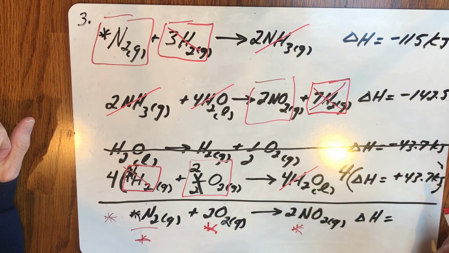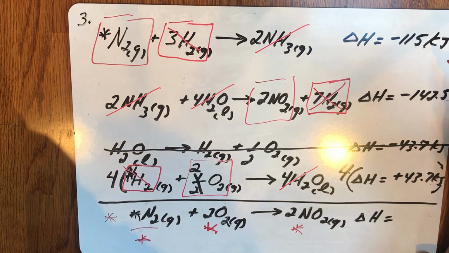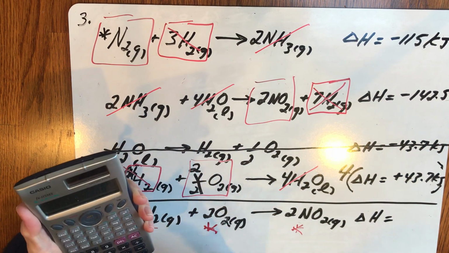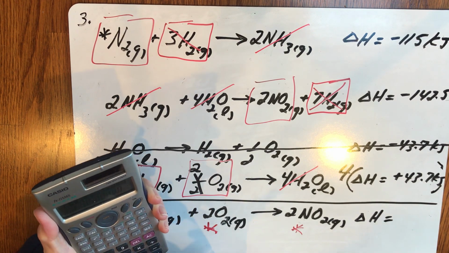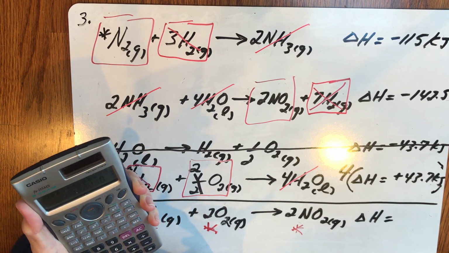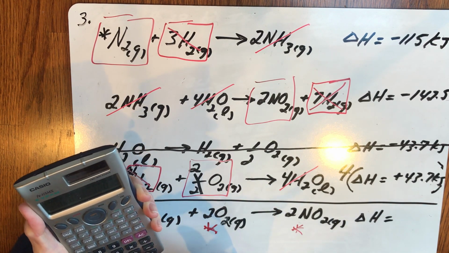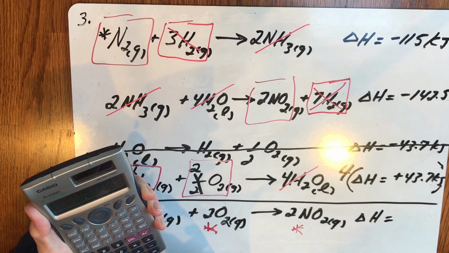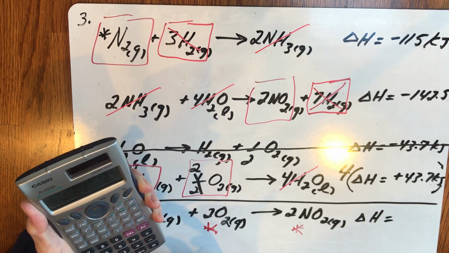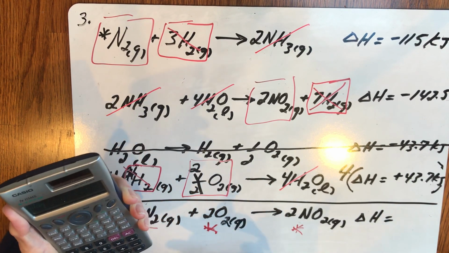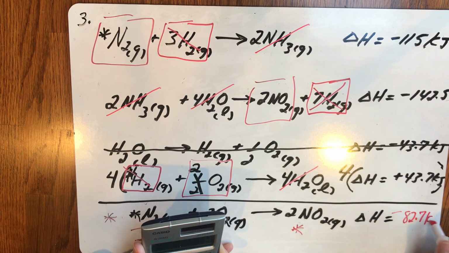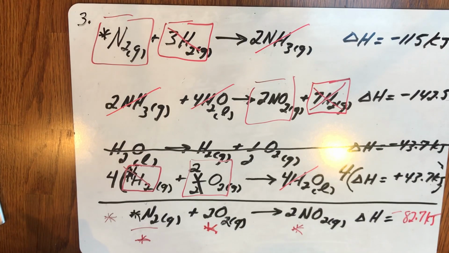So I've finished. And so what I have to do now is add up a negative, I'll do it on my calculator here, negative 115 plus a negative 142.5 plus, I'm going to put in brackets 4 times 43.7, and I get as my answer negative 82.7 kilojoules. So that's it. I hope those were helpful.